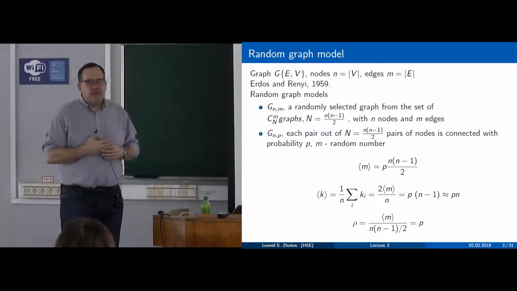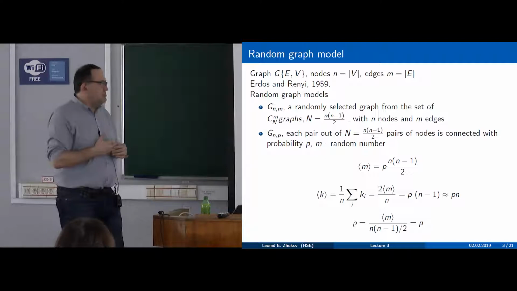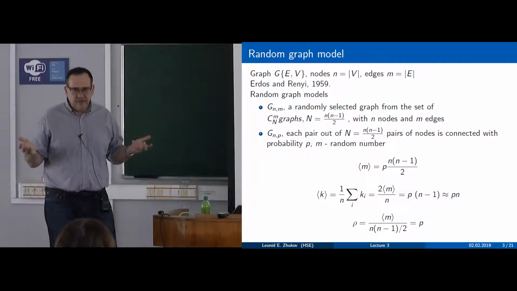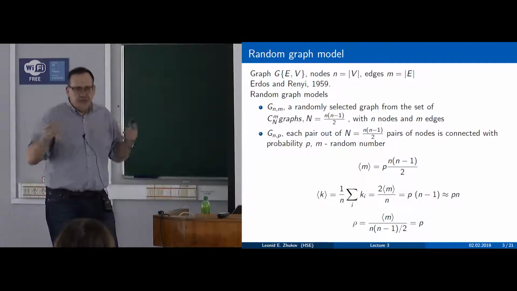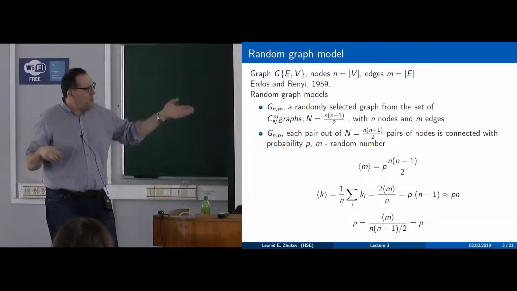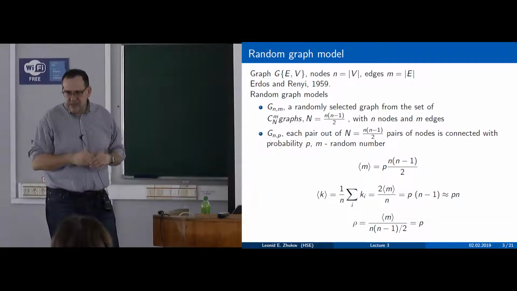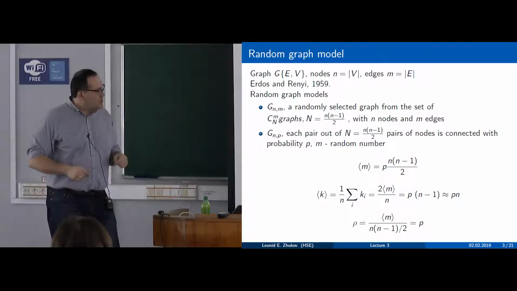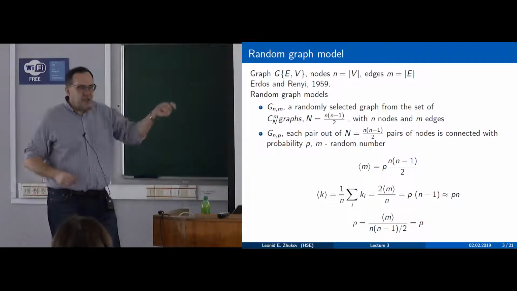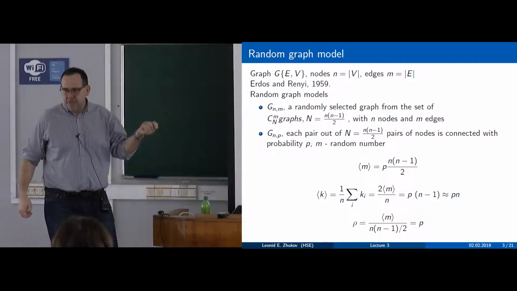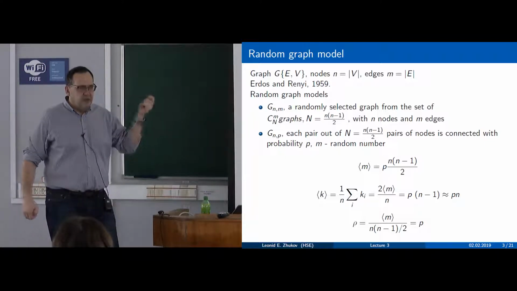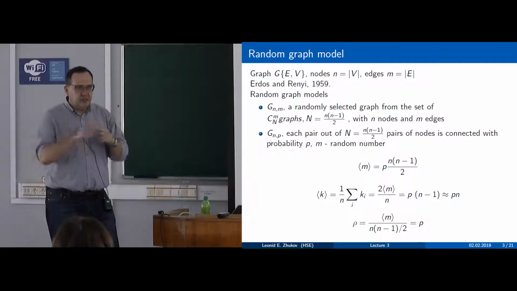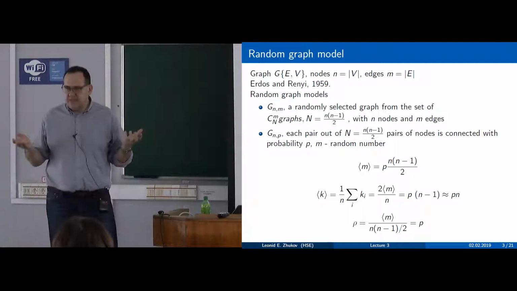And you can also calculate a property which is well known in mathematics, which is the density of the graph, which is the total number of edges divided by the maximum possible number of edges that exist in the graph. The maximum possible is n times n minus 1 over 2, right? This is when the graph is fully connected. M is what we get here. If you put in the numbers, you realize that the graph density is actually equal to this parameter p. So you can think about the model here: this parameter p that controls the probability that two nodes are connected is in fact just the graph density.